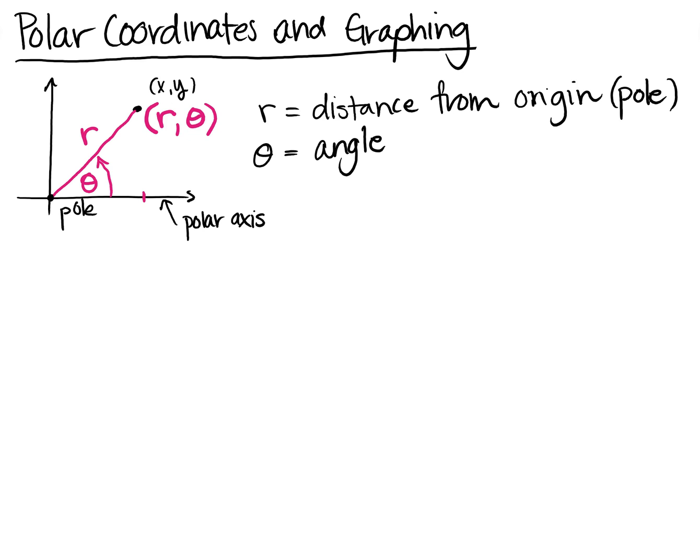Now we're just going to do a bunch of examples on this. If I were to ask you to graph a point given in polar coordinates, what I'm going to give you is an r and a theta, and then we have to figure out where that's going to be.